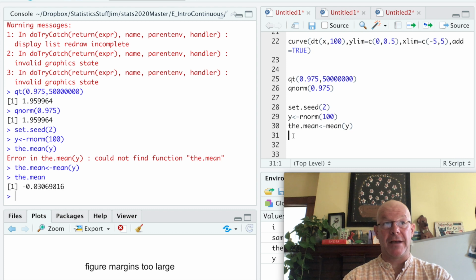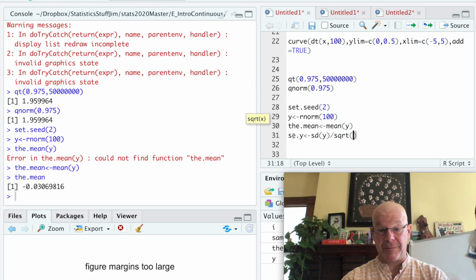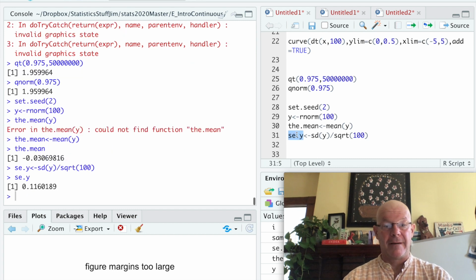We can calculate the standard error around y as being what? It's the standard deviation of y divided by the square root of our sample size. And here our sample size was 100, so the square root of 100. And that is our standard error. So that is the standard deviation around our estimate of mu.